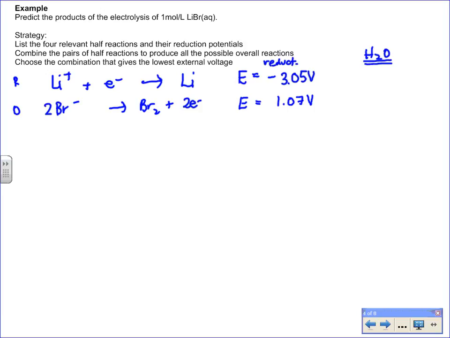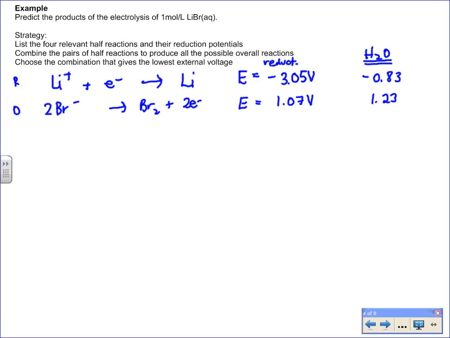For water, its reduction reaction, if it occurs, the voltage is negative 0.83. That's the water reaction where it's producing the hydroxide and the hydrogen. For the oxidation of water, the voltage is 1.23. So what we have here is a scenario where we've got two potential reduction reactions and two potential oxidation reactions.